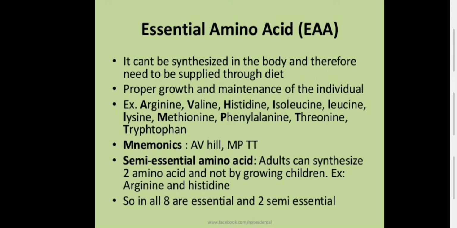Okay, semi-essential amino acids. Adults can synthesize these 2 amino acids, but growing children cannot. In semi-essential amino acids, it focuses on what happens inside the body. Basically there are 2 amino acids in this semi-essential group: histidine and arginine. So in all, 8 are essential and 2 are semi-essential. Always remember those amino acids that are semi-essential and essential. You can basically use mnemonics to familiarize yourself with them quickly and easily.